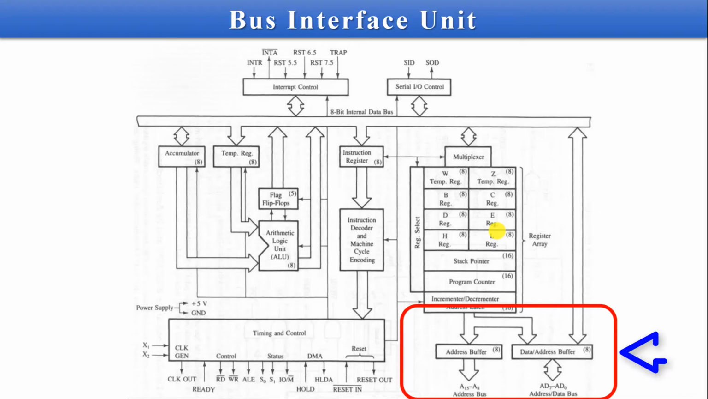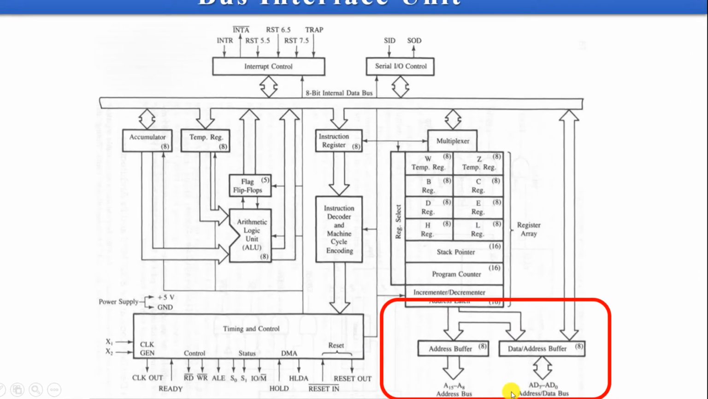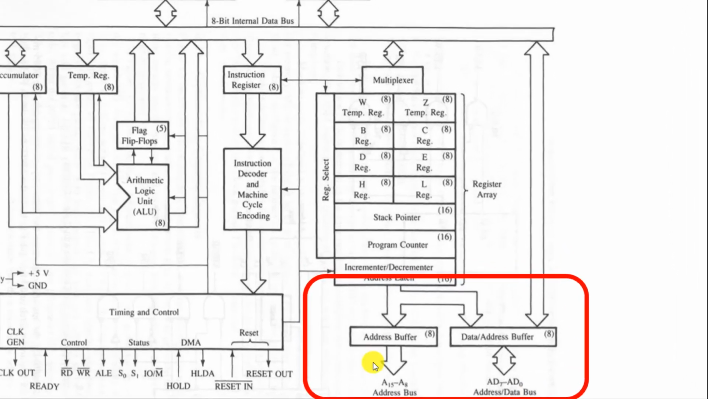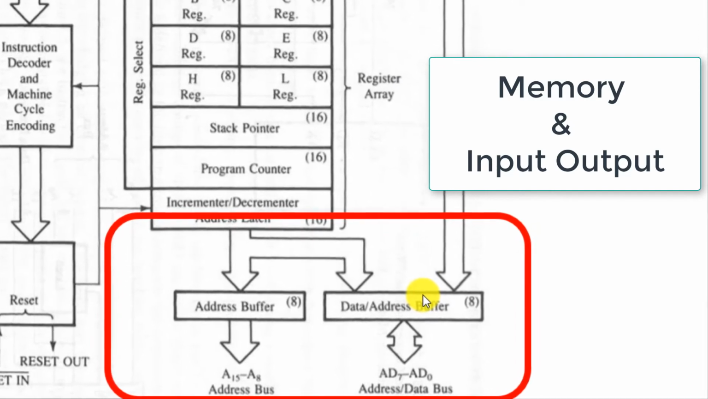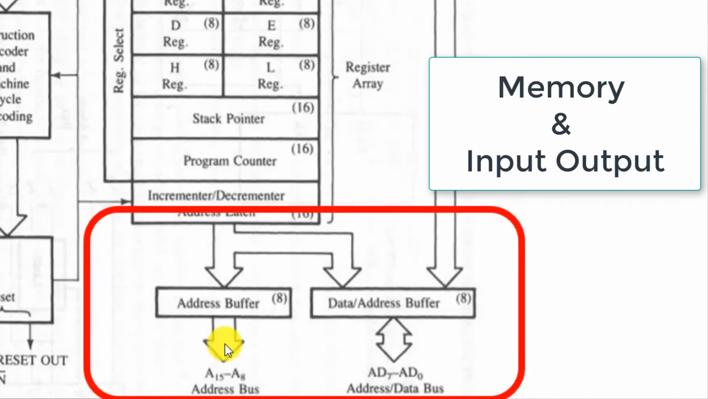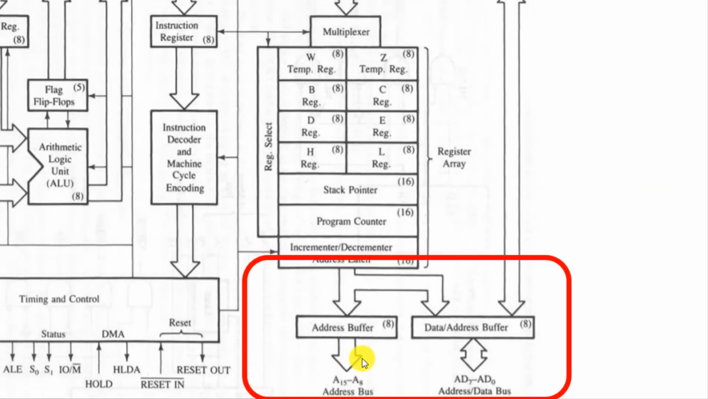Now the bus interface unit of 8085 is shown over here. It is a block which interfaces with the memory and I/O devices, and the 8085 will control all the memory and I/O devices through this block along with the control bus. So let us try to see what it contains and how we can go ahead.